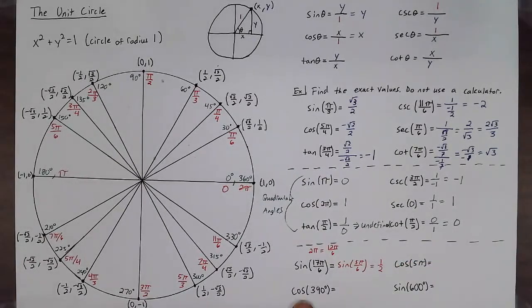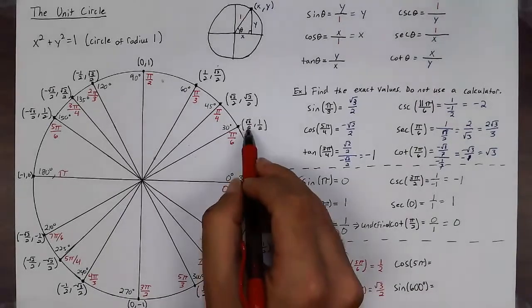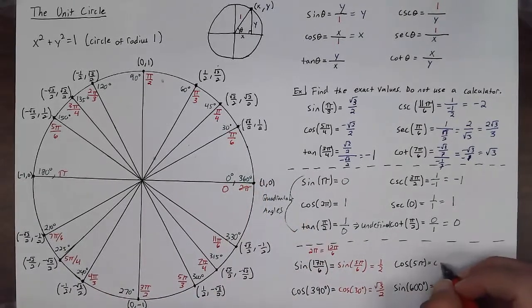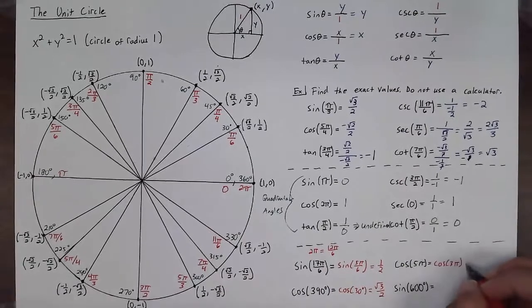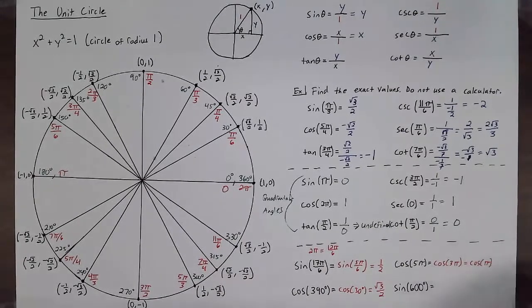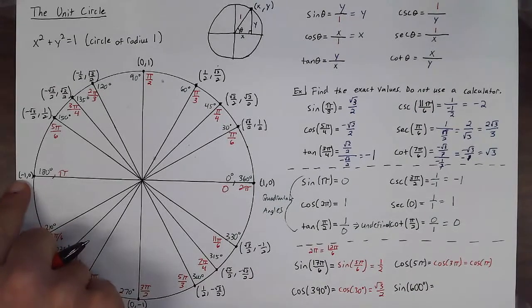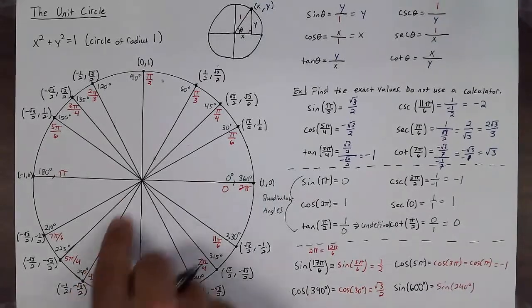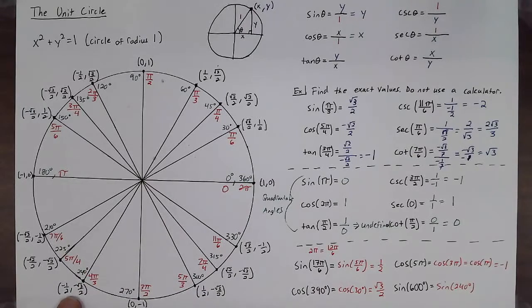And for cosine of 390, I can use degrees. Take away 360 degrees from 390. I get cosine of 30 degrees, which leaves me with the square root of 3 over 2. Cosine of 5 pi, a full rotation down would be cosine of 3 pi, which is still not enough. Another 2 pi down gives me cosine of pi, which, using the x-coordinate, I get -1. And then sine of 600 degrees, again, I can take away 360, a full rotation, and end up with sine of 240 degrees. They should be the same value since they would end up in the same spot. And sine of 240 degrees would be negative square root 3 over 2.